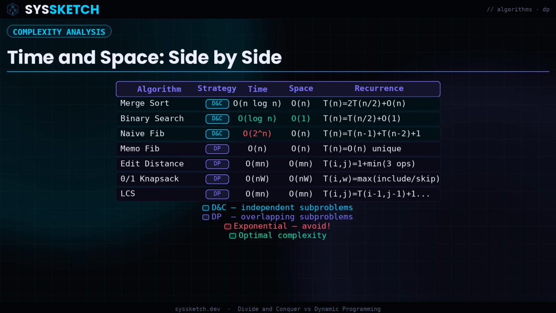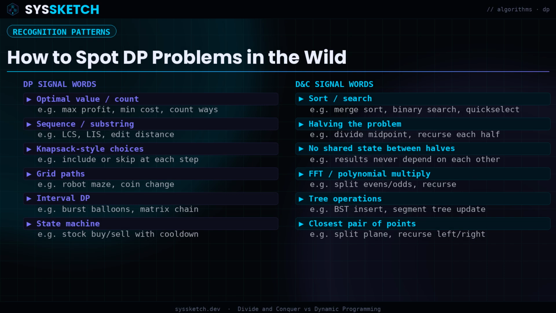Watch for DP signal words in the problem statement. Optimal, maximum, minimum, count the number of ways, shortest path, longest sequence. If a problem asks you to optimize or count something across a sequence, a grid, or a set of binary choices, dynamic programming is almost certainly the right tool.